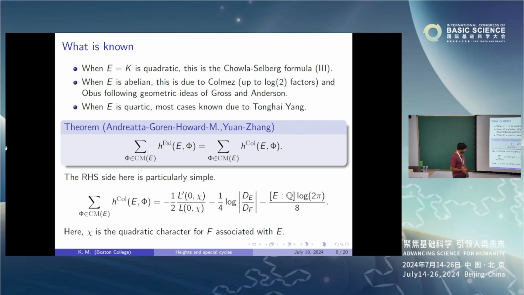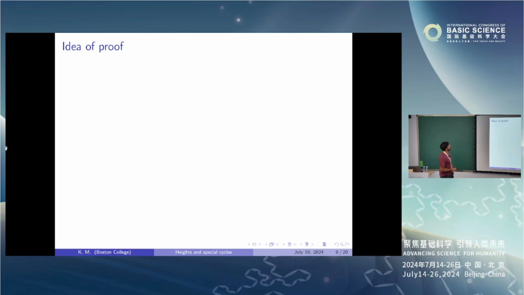And so this is to say that somehow the ideas used in the proof of the average conjecture have no hope of working in general. We just don't know enough certainly about the left-hand side, but also not so much about the right-hand side in general. But in any case, here's a sort of idea of proof.